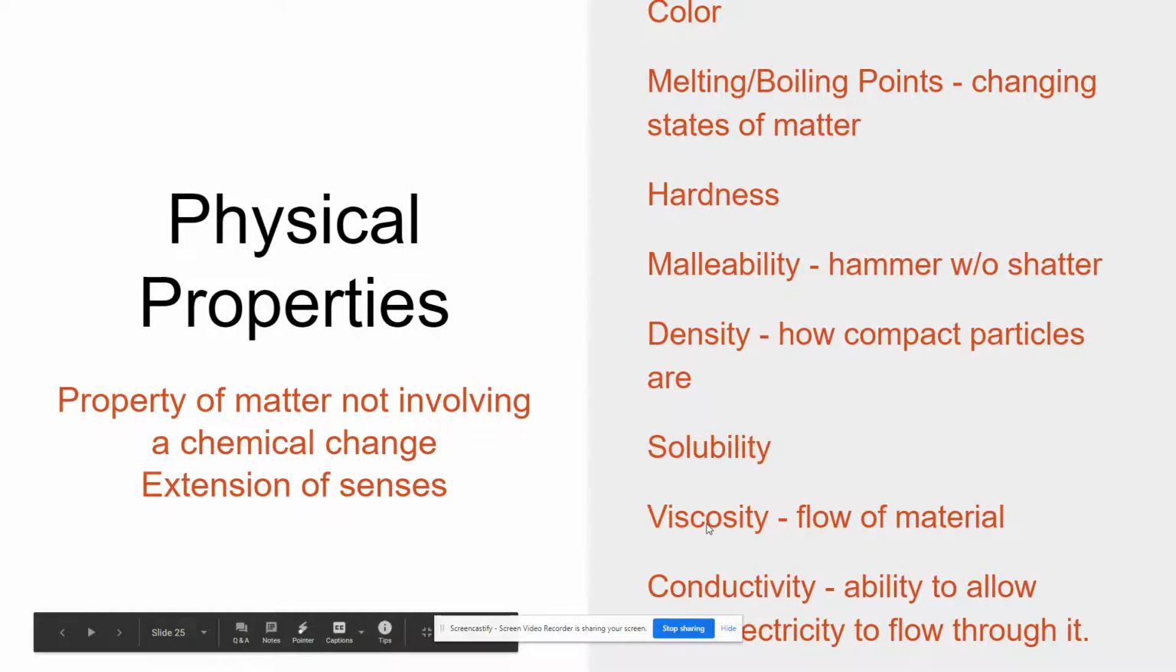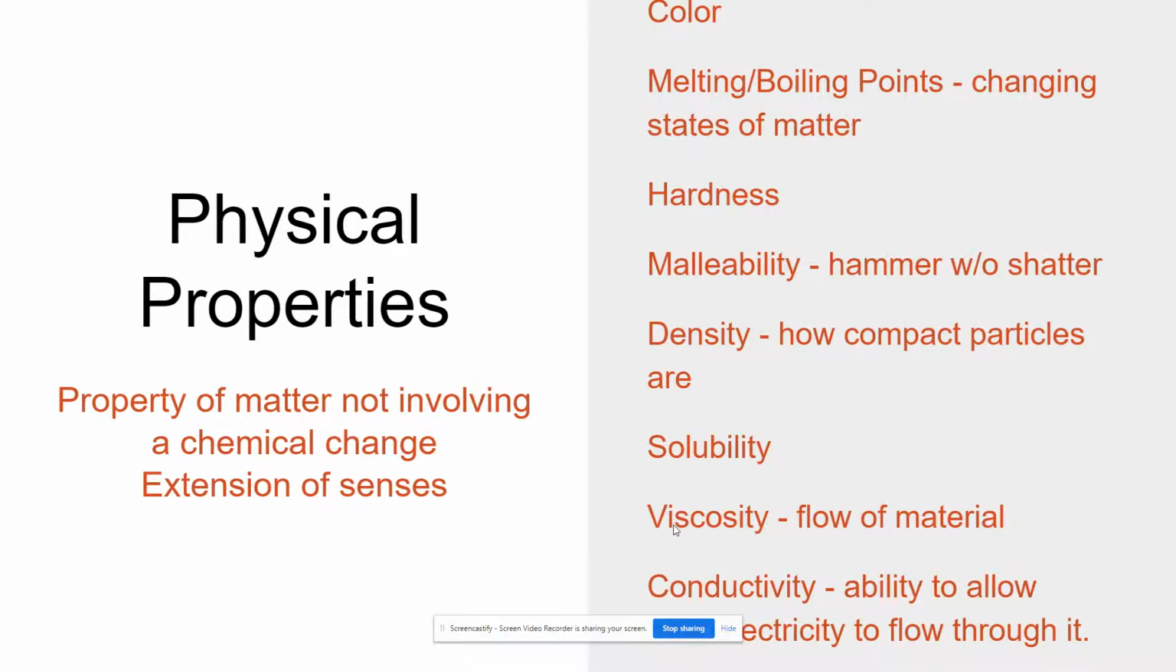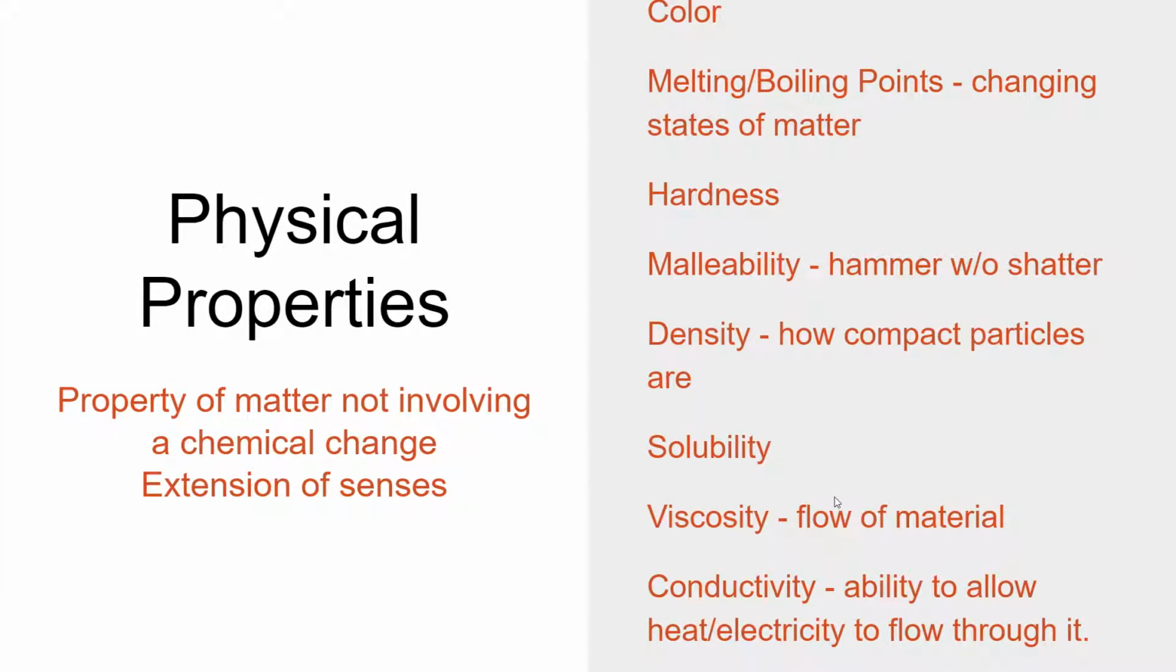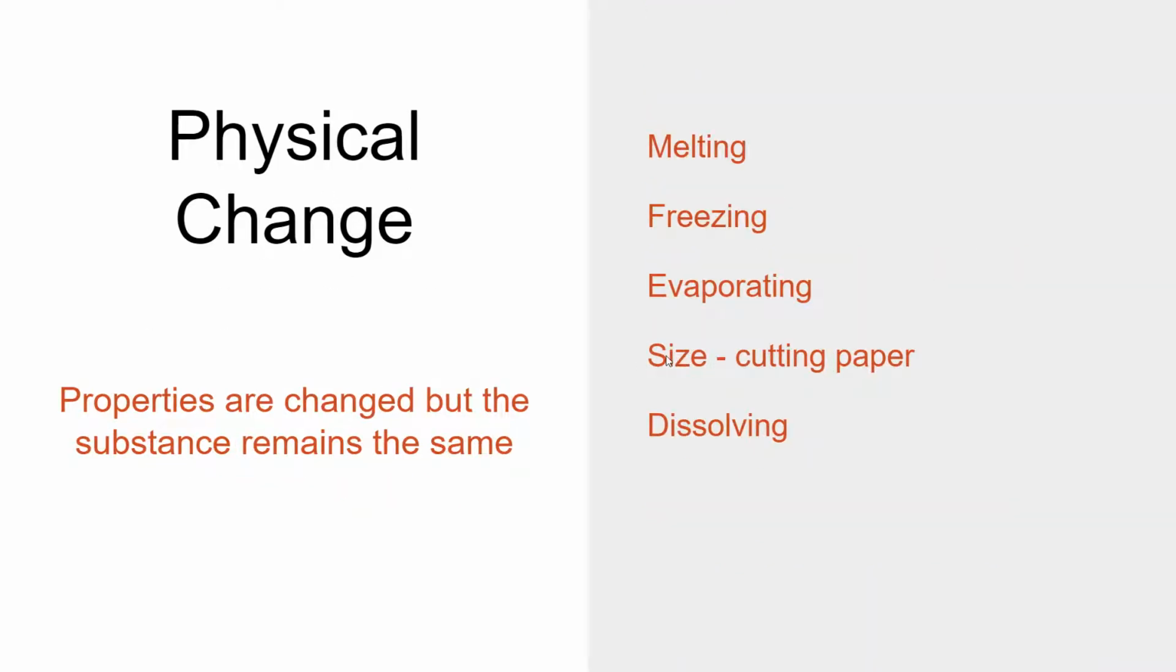Viscosity, the flow, how much a liquid can flow. Some can flow very quickly, some don't. Like corn syrup, it doesn't flow very much. Conductivity, the ability to conduct heat or electricity. These are all physical properties. They don't change the substance itself. It's just a description of what they are.